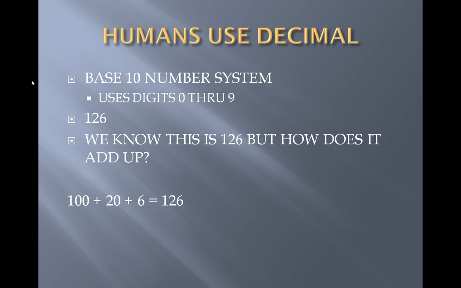Alright, humans use the decimal number system. The decimal number system is a base 10 number system. It uses the digits 0 through 9. So if I take a decimal number like 126, we know this is 126, but how does it add up? Somebody might say, well, you take 100, you add 20 to it, and you add 6 to it, because 100 is in the hundreds place, 20 is in the tens place, 6 is in the ones place, so you add it up and you get 126.